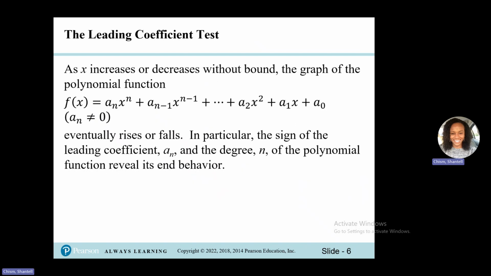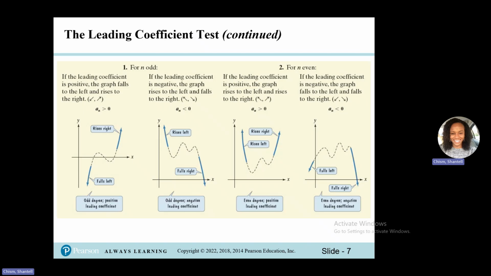The sign of the leading coefficient and the degree of the polynomial function will reveal its end behavior. So we call this the leading coefficient test. Some texts call it the end behavior test, but for the most part, it is the leading coefficient test. As x increases or decreases without bound, the graph of a polynomial function will eventually rise or fall. In particular, the sign of the leading coefficient, a, and the degree n of the polynomial function will reveal its end behavior. So here is the leading coefficient test.